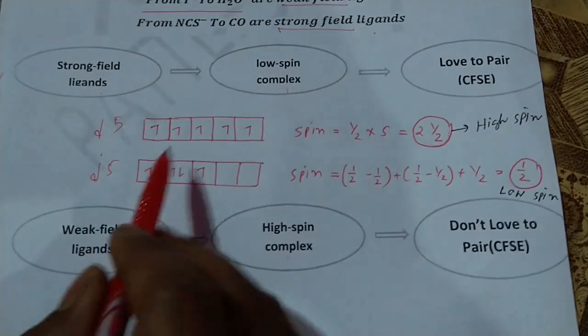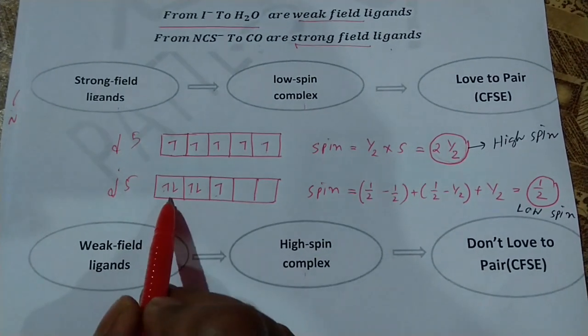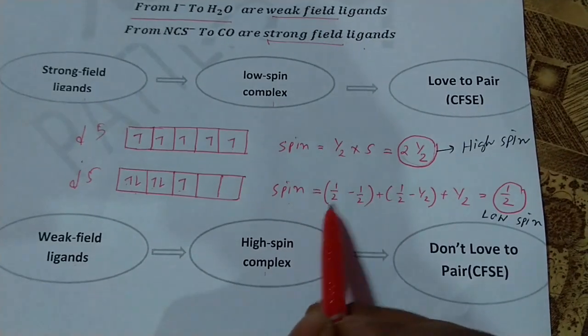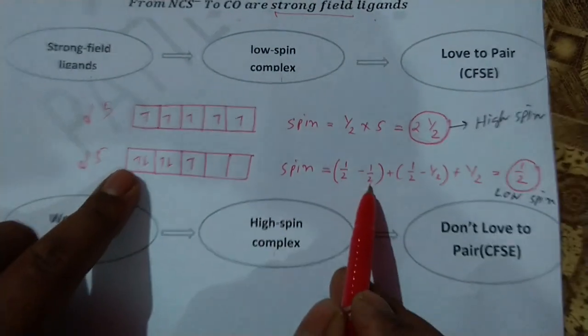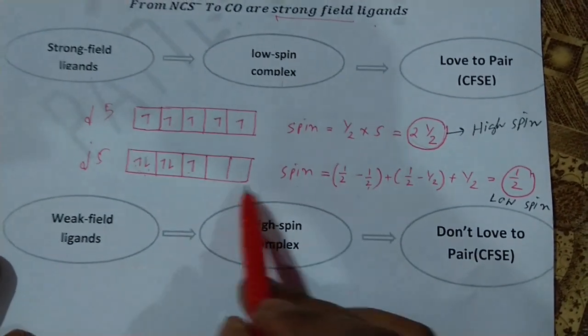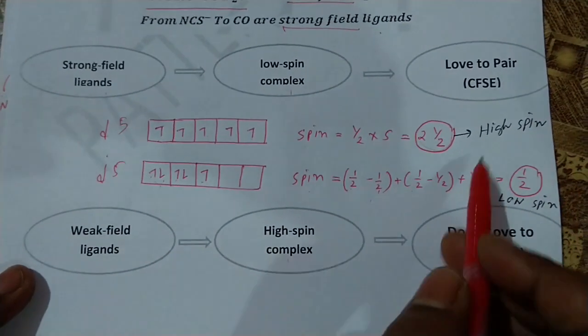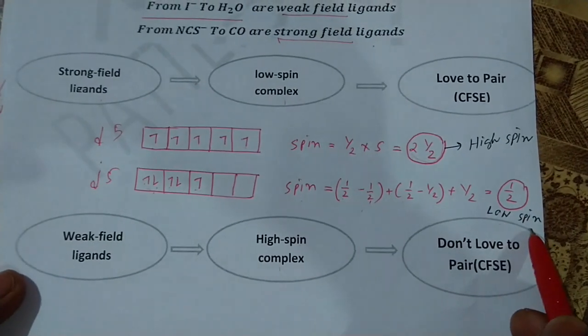Similarly, for d5, if the configuration is like this: top spin, top, bottom, and again top. The spin value is half minus half. This plus half stands for the top spin, minus half stands for the bottom spin. So plus half and minus half cancel out, and we have the final value of half. So 5/2 is a high spin complex and half is a low spin complex.